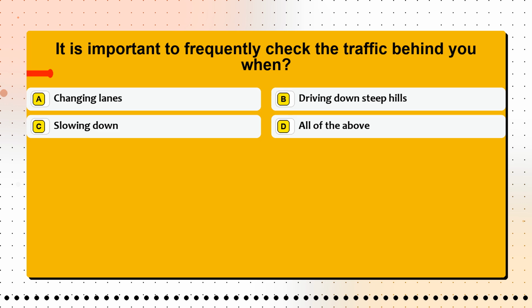Question 31. It is important to frequently check the traffic behind you when. Here are the options. Option A. Changing lanes. Option B. Driving down steep hills. Option C. Slowing down. Option D. All of the above.